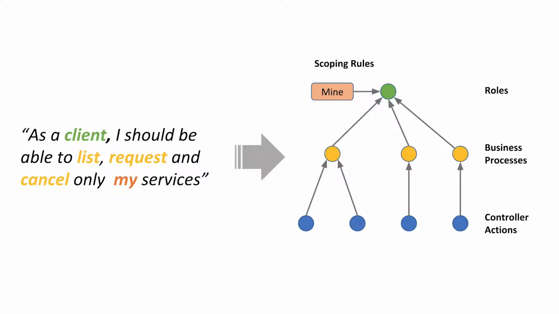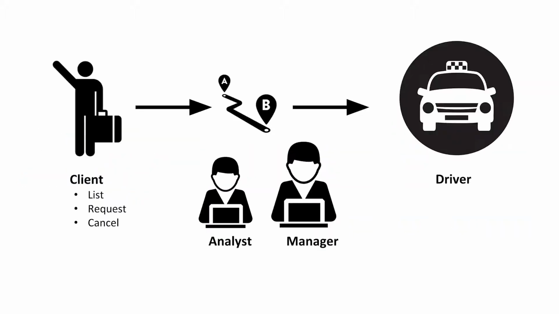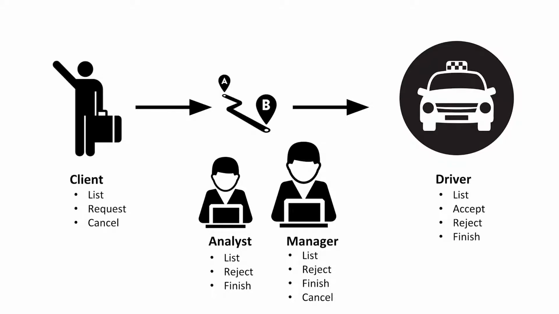Let's start by doing a short recap of the demo app from the perspective of the authorization rules. If you don't know what the demo app is, watch the previous video first. Our ride-sharing app has 4 roles. Clients can list, request, and cancel services. Drivers can list, accept, or reject services that were assigned to them, and mark them as finished when they are done. Staff analysts can list services to reject or finish them on behalf of drivers, and managers can do the same actions plus canceling services on behalf of the clients.